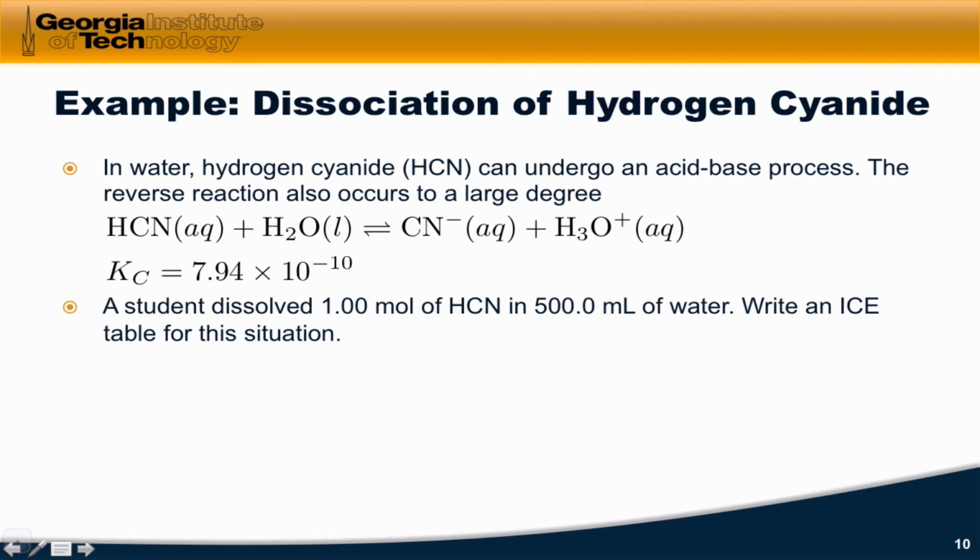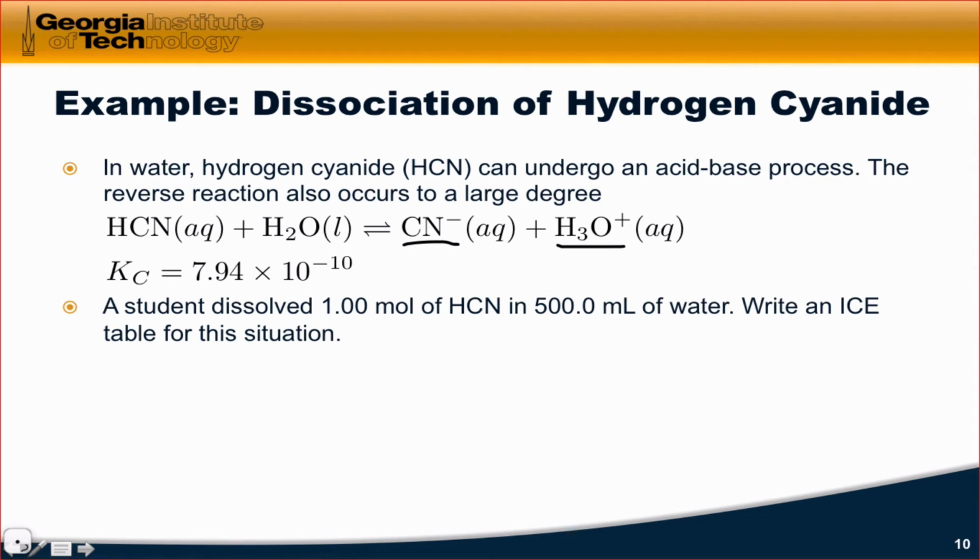Let's work through a quick example of applying the ICE table approach and finally see how to solve for x, the number of reaction events between the initial state and the equilibrium state, and how to calculate equilibrium concentrations from there. So the setup for this problem is that HCN is a weak acid and undergoes an acid dissociation process in which it surrenders a proton to water to form aqueous CN- or cyanide anion and H3O+.